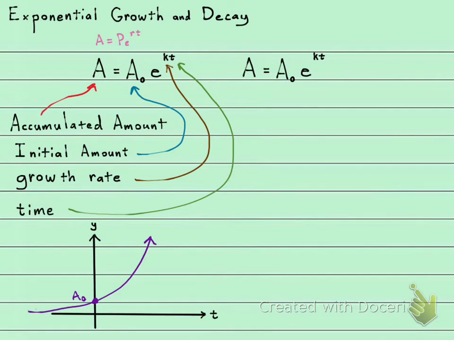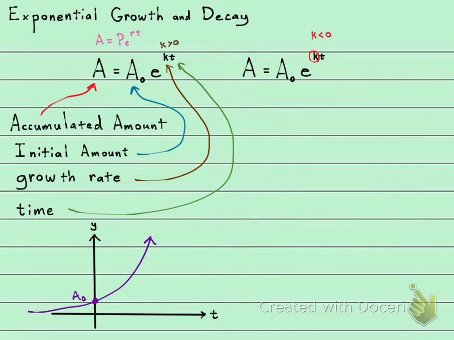And very similar to the growth model is the decay model. But there's one difference, and I'm going to put it right here. It's going to be negative. Your K is going to be negative.